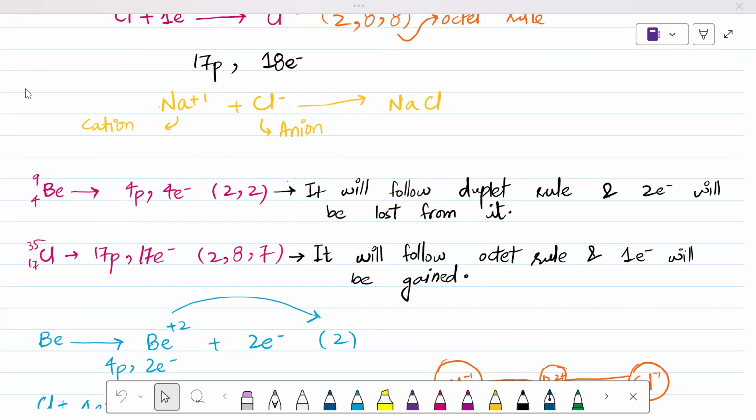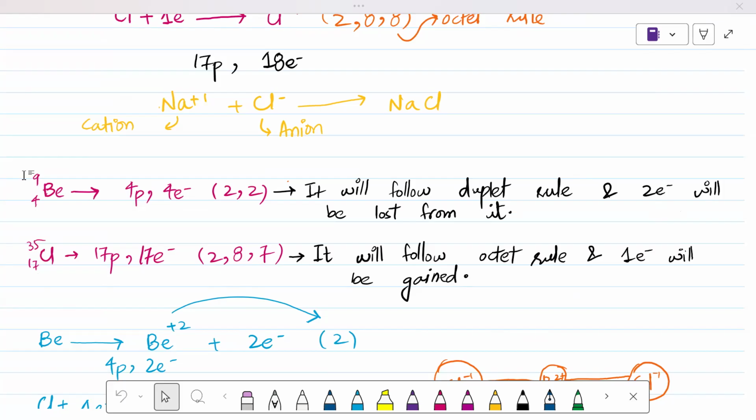So beryllium has 4 electrons, 2 electrons in the valence shell, and chlorine has 7. So it's easier for beryllium to lose two electrons to follow the duplet rule, and chlorine will gain 1 electron to follow the octet rule and be stable. Okay, so if one chlorine is gaining one electron, where will the next electron go?